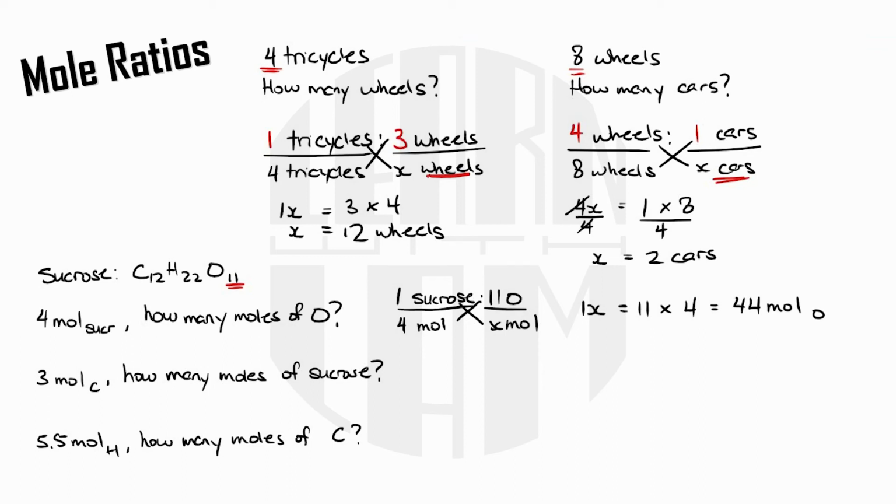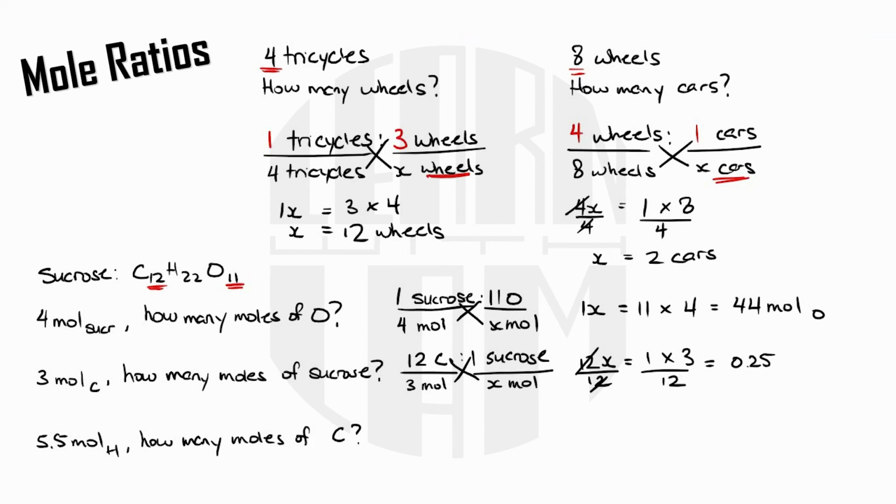Ready for round 2? Setting up a ratio between carbon and sucrose, I can see that there are 12 carbons in each sucrose, so that's my ratio. Again, I know I have 3 moles of carbon, but I put an X for sucrose. Cross multiply, and I get 12X equals 1 times 3, and I'll divide both sides by 12 to get X equals 0.25 moles of sucrose. And just so we're all on the same page, it is perfectly fine to have a decimal or a fraction value for your moles. It's the same way that you can have half a dozen donuts.